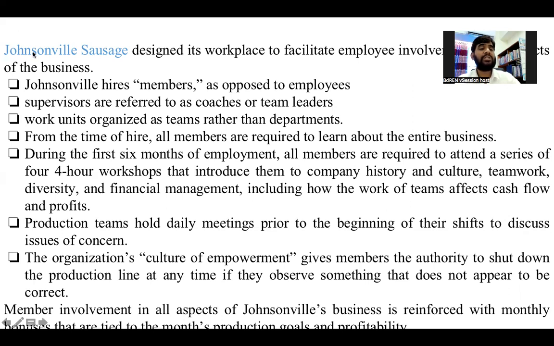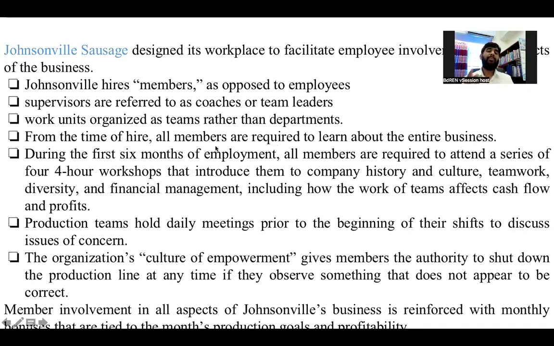So Johnsonville also uses teams rather than departments. From the time of hire, all members are required to learn about the entire business. Entire business means that you will not only know about marketing, although you have been appointed for the marketing department, rather you will know about accounting and operations.